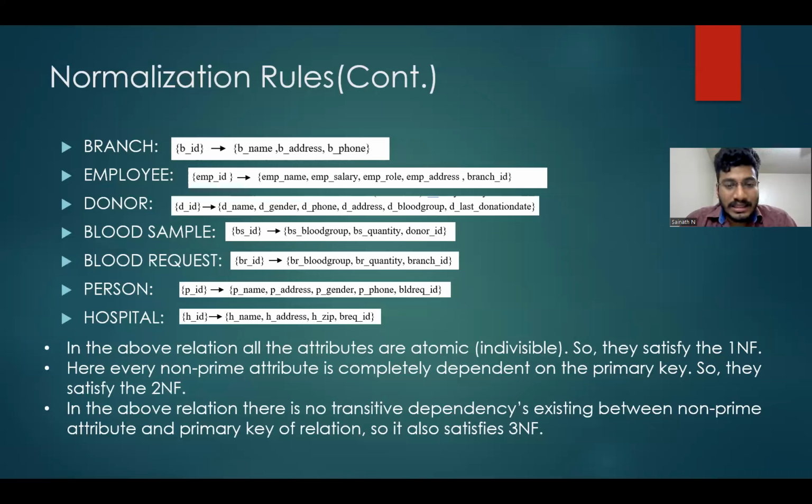In all the above relations, all the attributes are atomic, which means indivisible. So they satisfy the first normal form. And here, every non-prime attribute on the right side is completely dependent on the primary key. So they also satisfy the second normal form. And coming to the third normal form, looking at this, we can clearly determine that there is no transitive dependency between the non-prime attributes on the right and the primary key attribute on the left. So it also satisfies the third normal form.